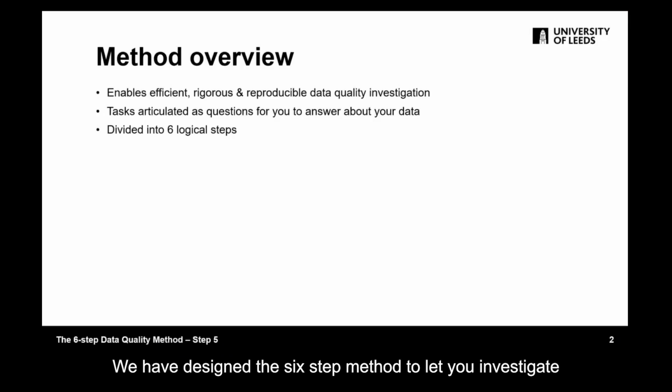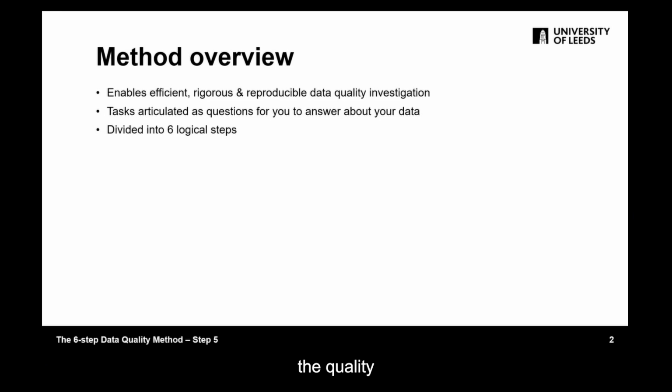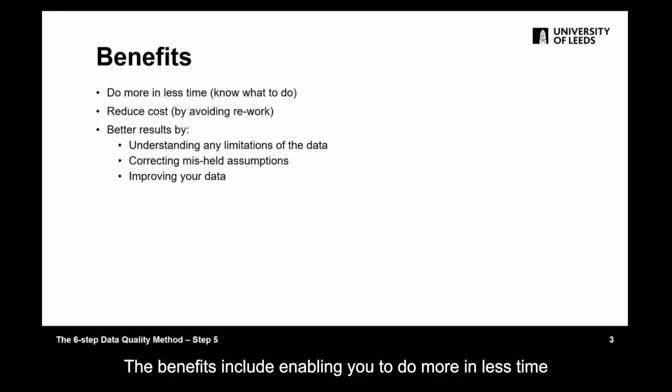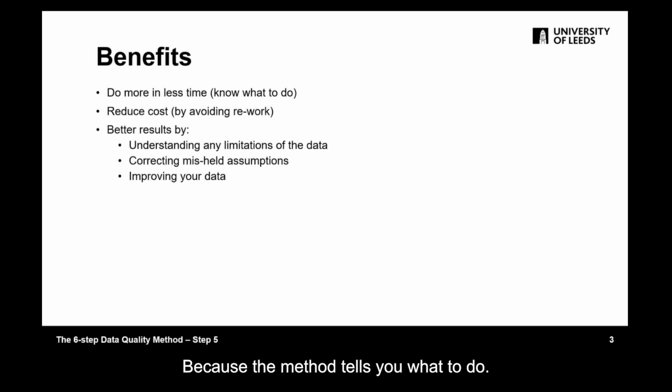We have designed the six-step method to let you investigate the quality of your data efficiently, rigorously, and reproducibly. The benefits include enabling you to do more in less time, because the method tells you what to do, reducing cost, because we have grouped data quality checks into a carefully thought out order, and letting you get better results, because by following our method you will understand the limitations of your data, correct any misheld assumptions, and clean your data as you progress through the 6 steps.